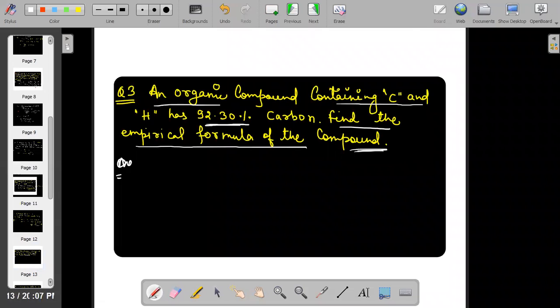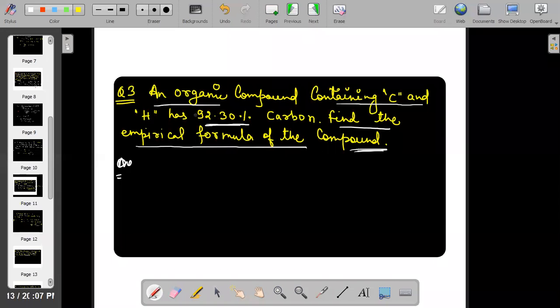Anusha, 13,000 by 923. No, I asked for the empirical formula. You have to write the empirical formula. Suppose your answer should be CH2, or suppose your answer should be CH. No need to calculate. They are asking for the empirical formula, not mass. The value should be either CH or CH2.